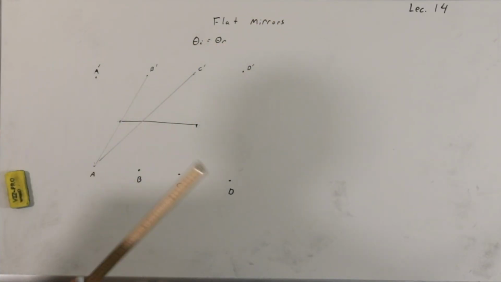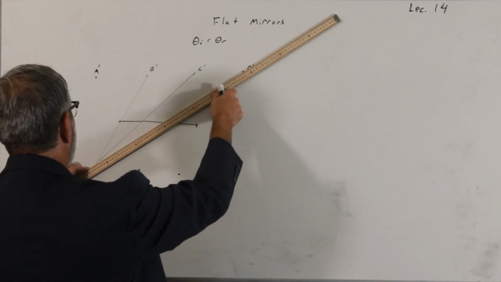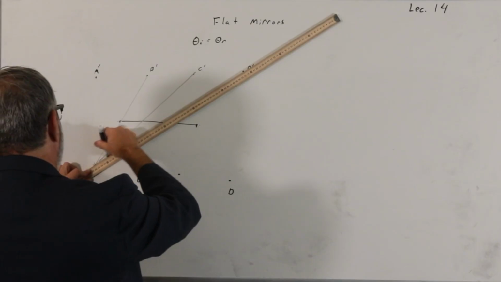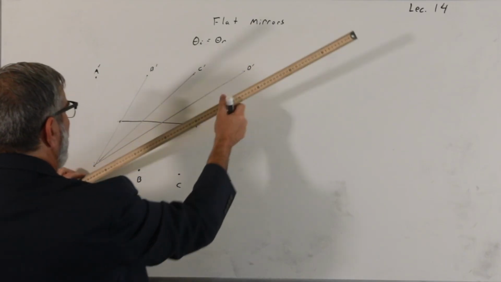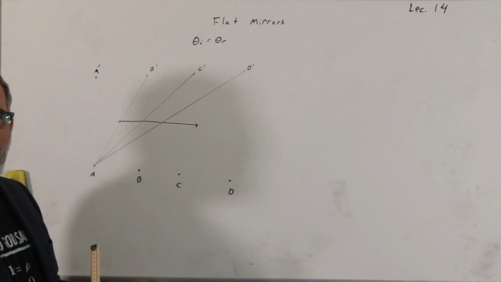And so A can see C. And you can probably tell that A will be able to see D as well, because when I construct a ray going from D's image to A, the line passes through the plane of the mirror.